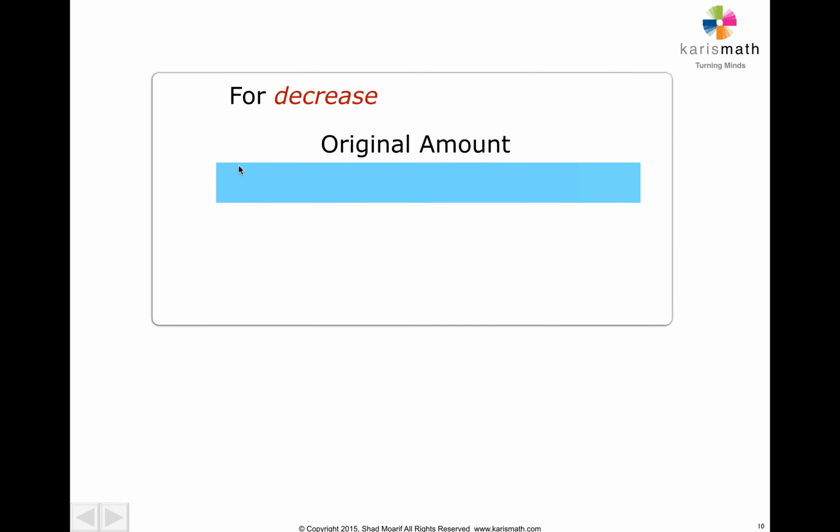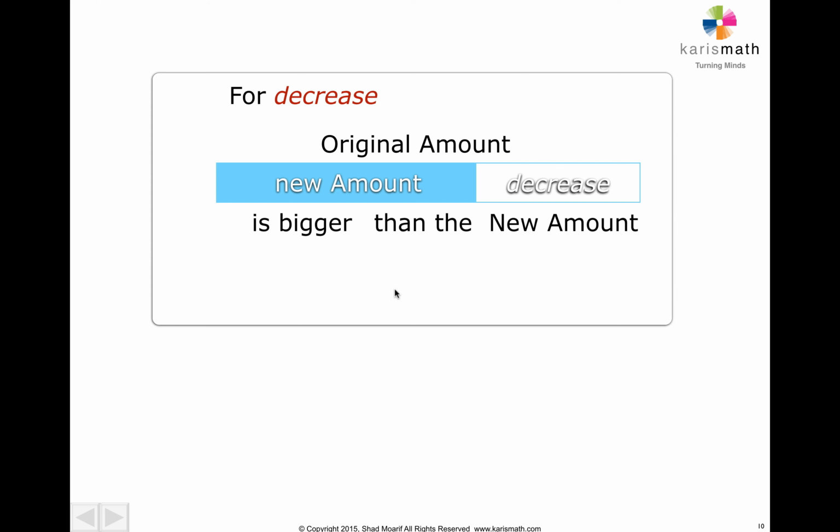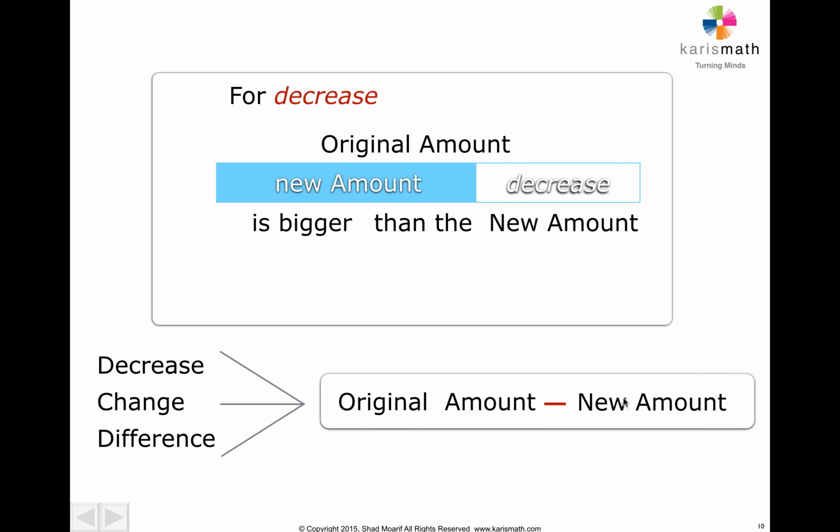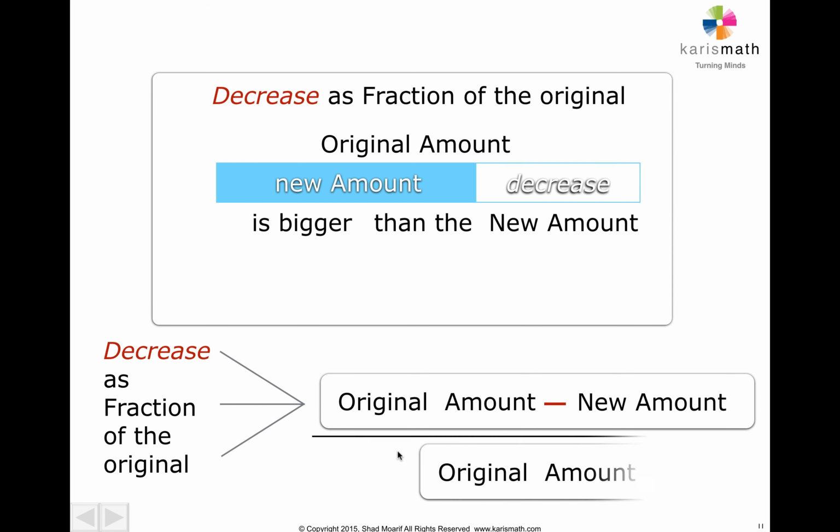Okay, so you look at it as a decrease. In that case, we start with a larger original amount, and we're actually going to decrease it. So the original amount is larger, it's bigger, and we decrease it by a certain amount. Then the new amount is actually smaller. So in this case, any decrease or change or difference will be the original amount, from which you take away the new amount, unlike the other one. So if you want to take a fraction of this change, or the fraction of the decrease of the original amount, then you put it over the original amount, and you'll get what fraction of the original amount it is.